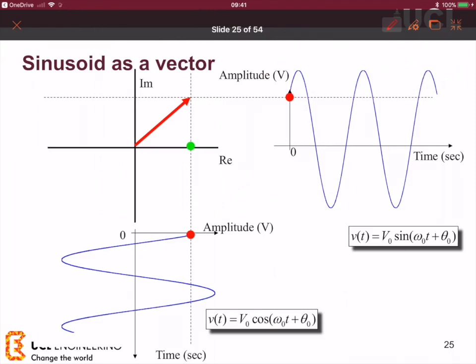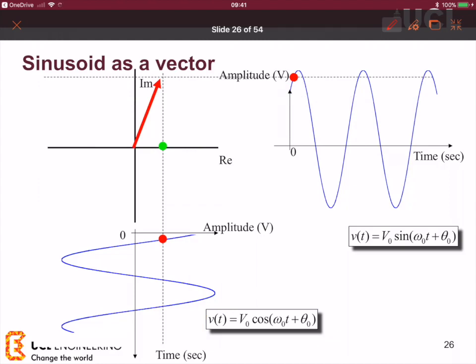So what does this mean? Well, it means we can plot what's going to happen as our vector spins. And what we see is that our sine function is going to be the angle that this makes to the imaginary axis, and our cosine is going to be the line that it draws against the real axis of our complex plane.